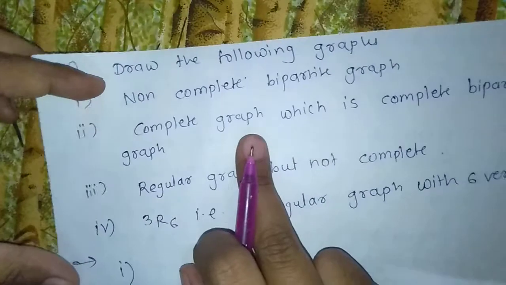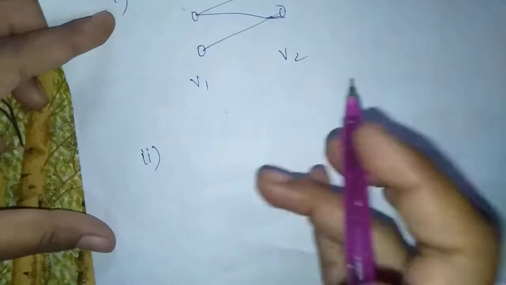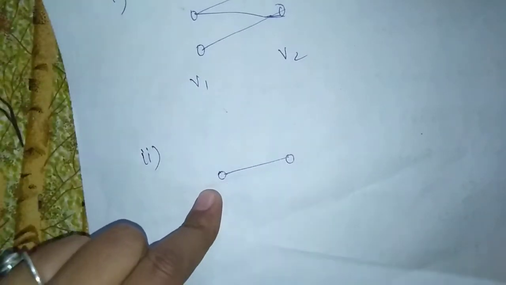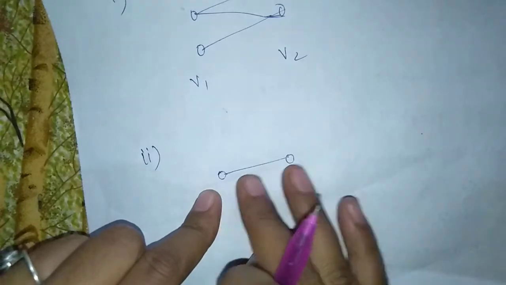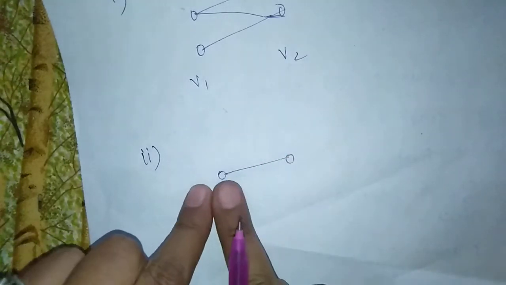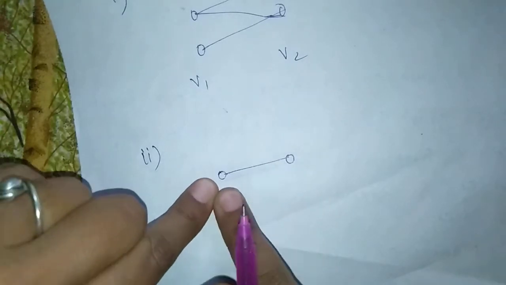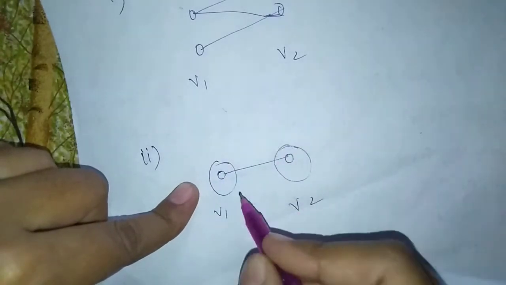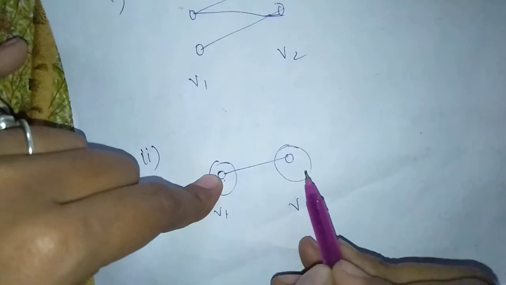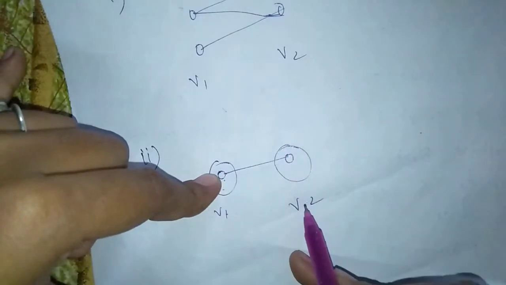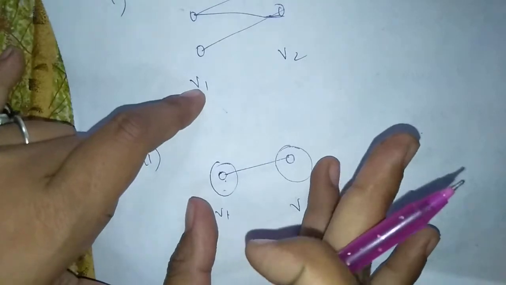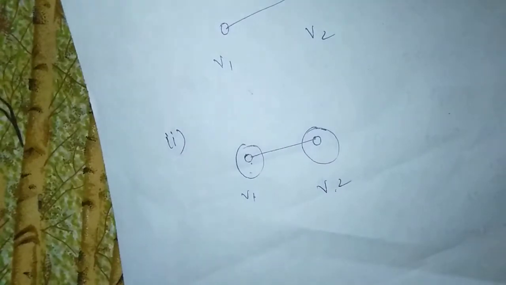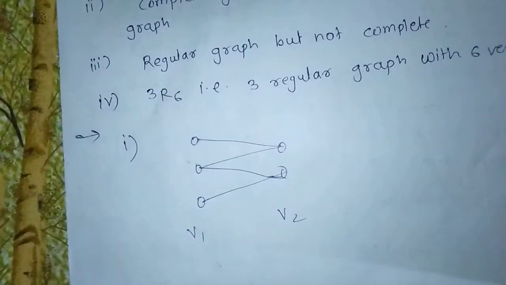Second, a complete graph which is also a complete bipartite graph. This graph is unique. This is a complete graph because each vertex is adjacent to the remaining vertices. Also, this is a complete bipartite graph. Suppose this is V1 and this is V2, each vertex of V1 is adjacent to every vertex of vertex set V2. So this is a complete bipartite, also complete graph, and this is a unique graph. You can't draw any other graph which is complete and also complete bipartite.